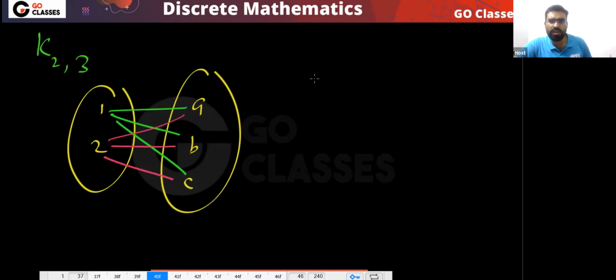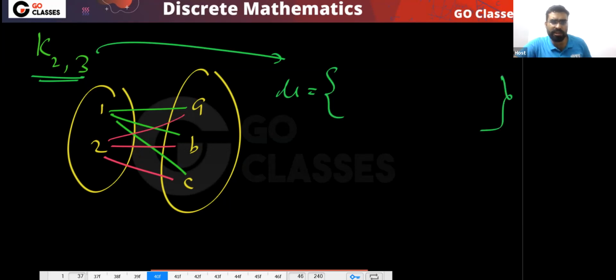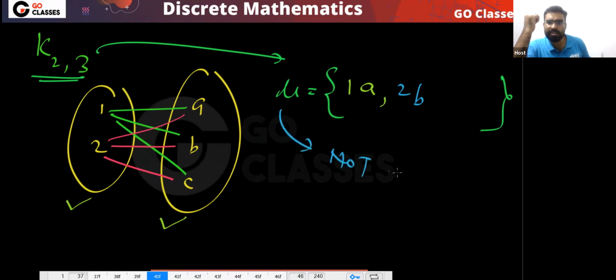Perfect matching means all the vertices must be covered. So here, what is the largest matching you can create? Every edge will have one vertex from here and one vertex from there. So the largest matching you can create is like 1A, 2B. But this is not perfect. This matching is not a perfect matching.